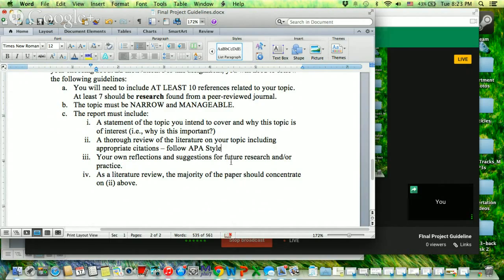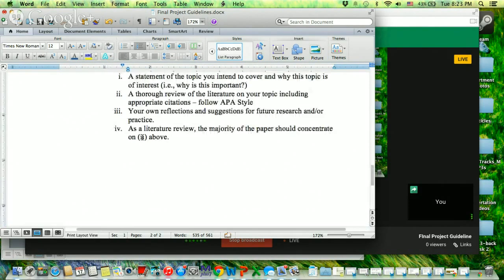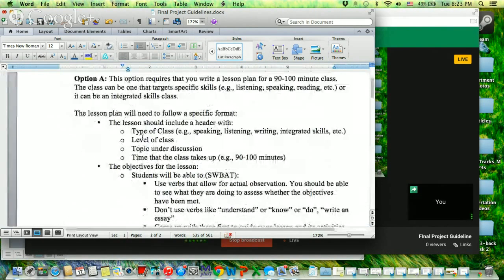This goes for the rationale as well. You need to use some citations as well and follow APA style. You also have to provide your own reflections and suggestions for future research or practice. And as a literature review, number 2 should be the primary portion of the paper. So that's about it right there.